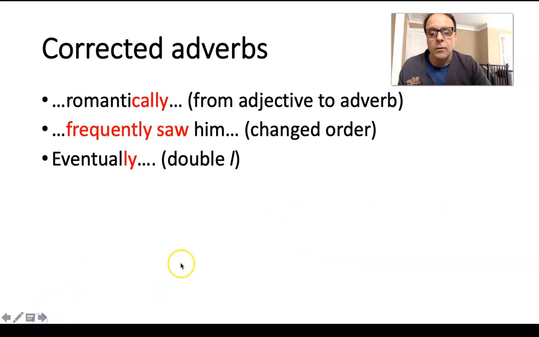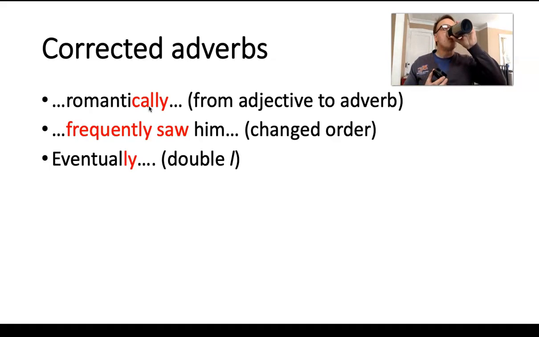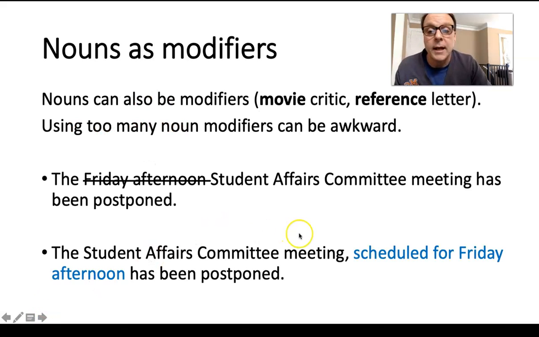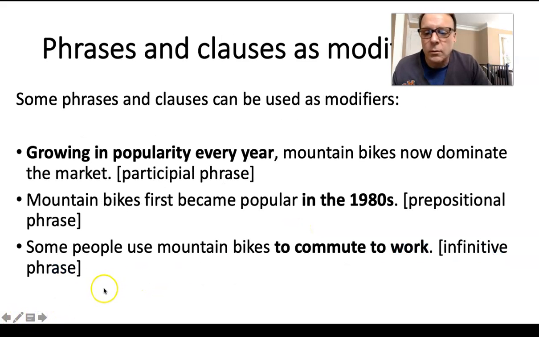All right, let's look at the correction. So here's what we would do. We would make it romantically, from an adjective to an adverb. Frequently saw him, we just change the word order, and then double L for eventually. Like I said, these are really picky things. They're not necessarily the most important, but I think the most important thing is being able to use adverbs and adjectives in your writing. All right, I think we'll stop there.